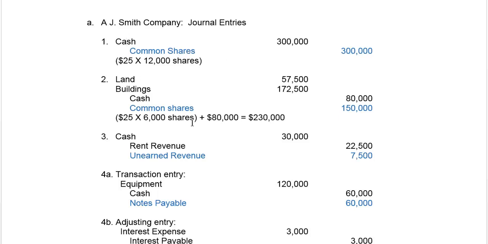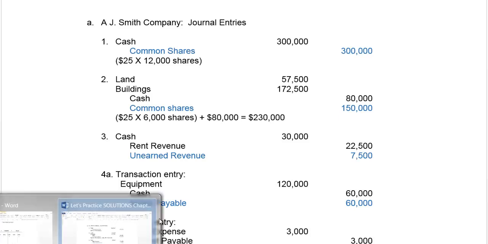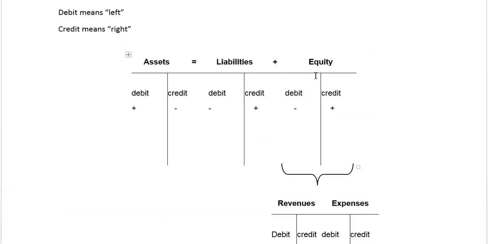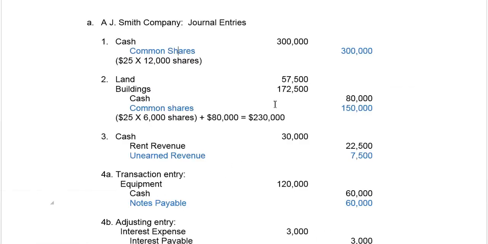for $300,000, right? Why would we credit common shares? Well, our equity is going up. Our shareholders' equity is going up because the total dollar value of common shares is going up. So when equity goes up, it goes up on the right, and right means credit. So whatever the account is that makes equity go up, that's what we're going to credit. In our case, it's common shares.